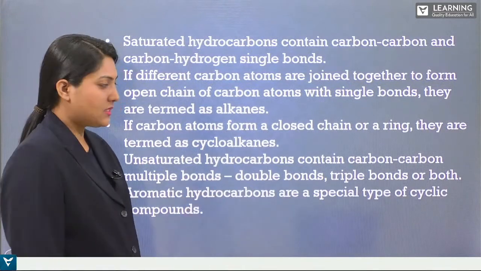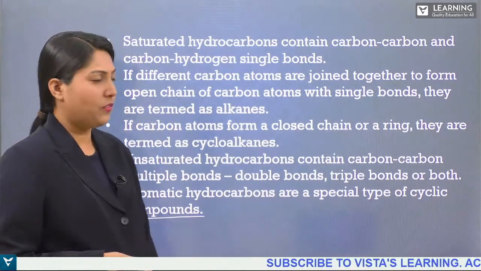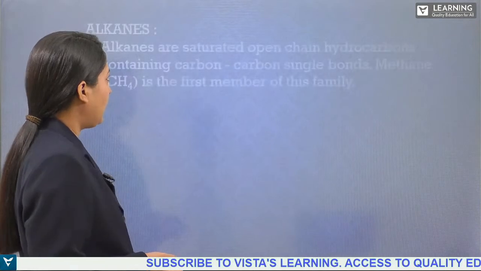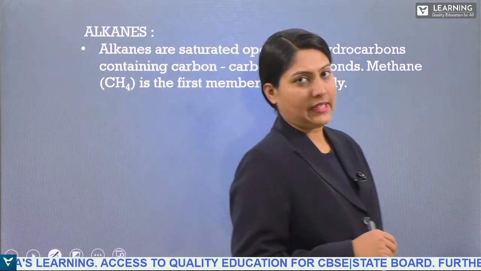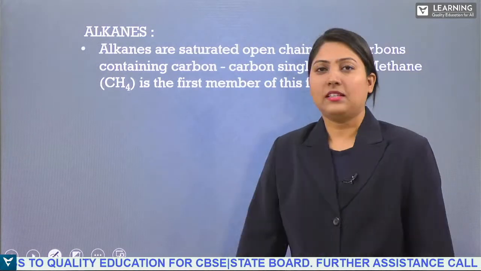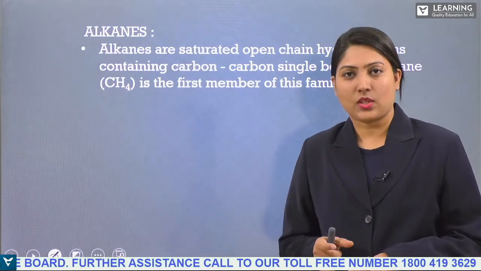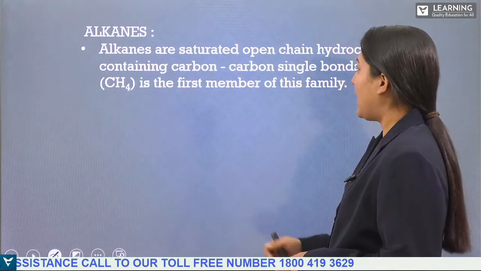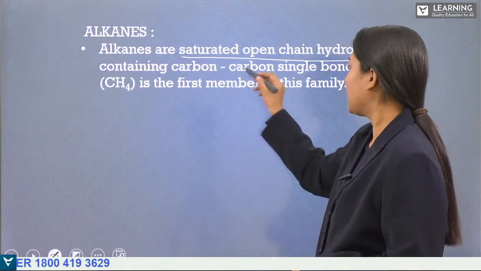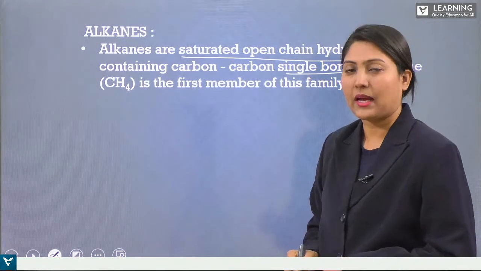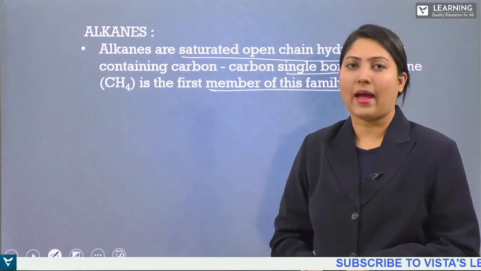Aromatic hydrocarbons are a special type of cyclic compounds, which we'll study a bit later. Got it? So the first thing we are concentrating on here is alkanes, saturated hydrocarbons. Alkanes are saturated open chain hydrocarbons containing carbon-carbon single bonds, and methane is the first member of this family.